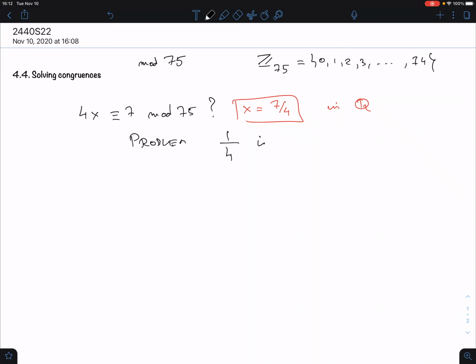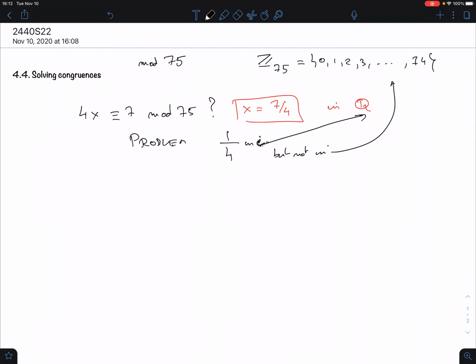1/4 is a rational number, right? And 1/4 is in Q, but not in Z75. So it's not accepted. We have to find a different number, perhaps, or perhaps it doesn't exist, in Z75. And the answer is, well, some numbers will have an inverse and others won't.